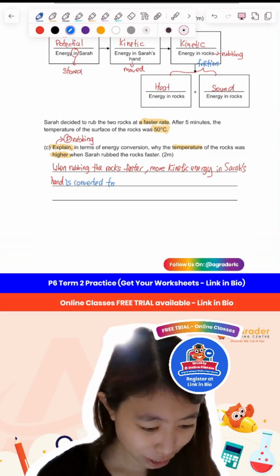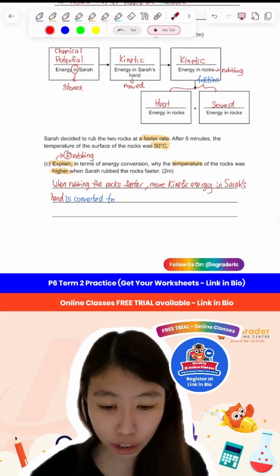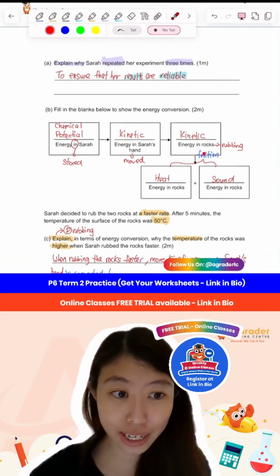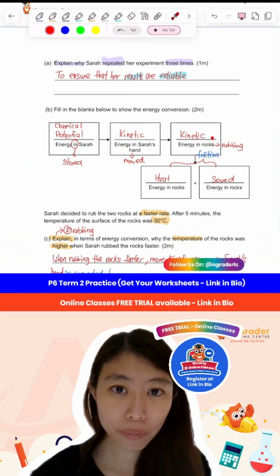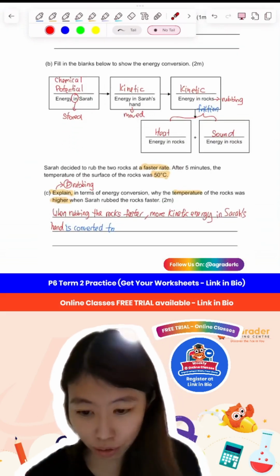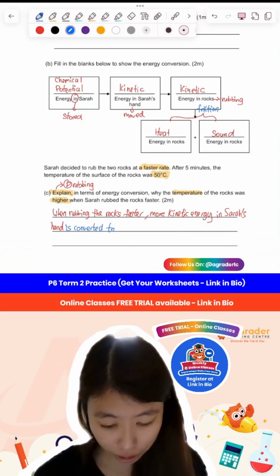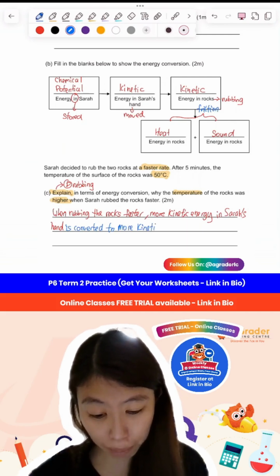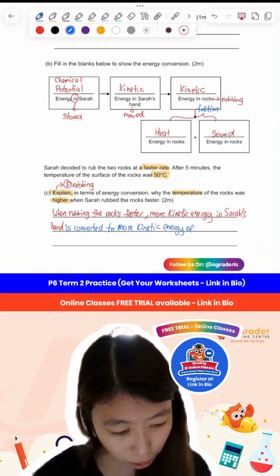Converted to what? Hey, not so fast. The hand first. Usually the top will give you a clue on what you must say. Is converted to more kinetic energy of the rocks. Okay, so very good. So it's converted to more kinetic energy of the rocks. Please use comparative words like more throughout, okay? If not, you will lose marks.